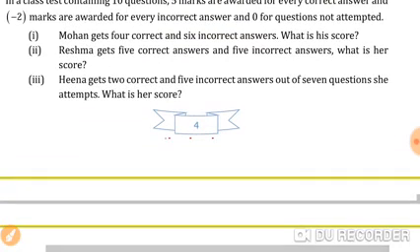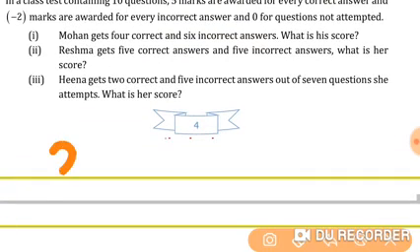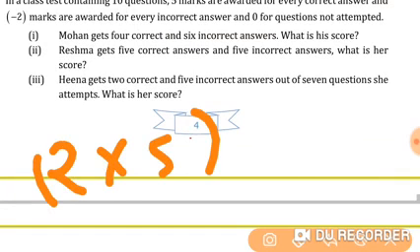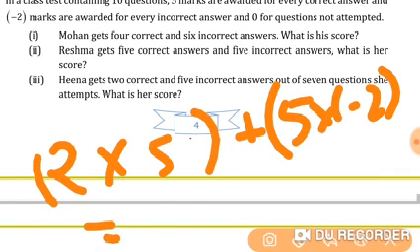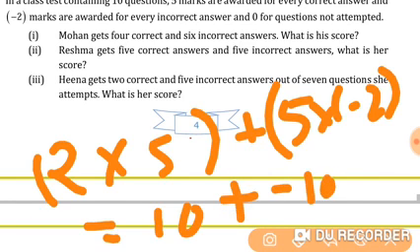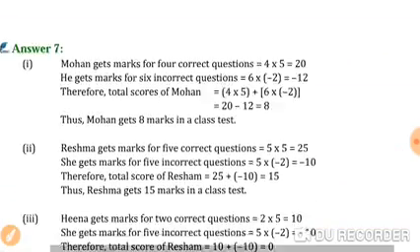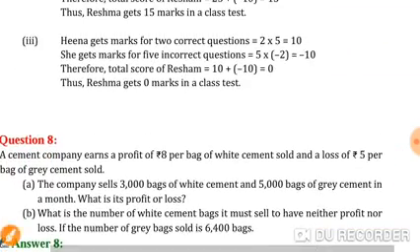Next, third question: Hina gets 2 correct, 2 into 5, plus 5 incorrect, out of 7 questions she attempted. So what is her score? 2 5s are 10 plus of minus 10. So she scored 0 here. Nothing she scored. 0 is her score.